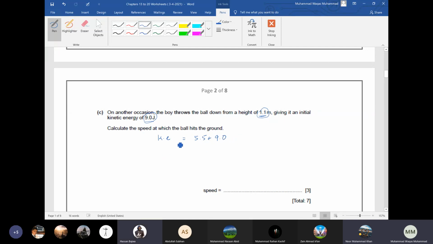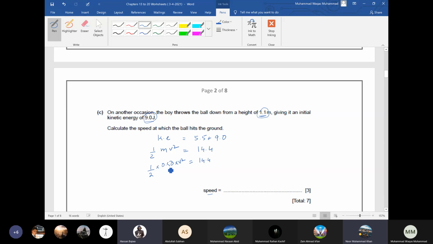14.5. Shabash, since we have to find the speed, we will use kinetic energy equal to half mv square, that is equal to 14.5. Now beta, simply solve this question. 1 by 2 times, we know mass is 0.50, times v square is equal to 14.5. Now if you solve this, there are two ways. First, you can solve 0.50 multiplied by 1 by 2. What answer do you get?